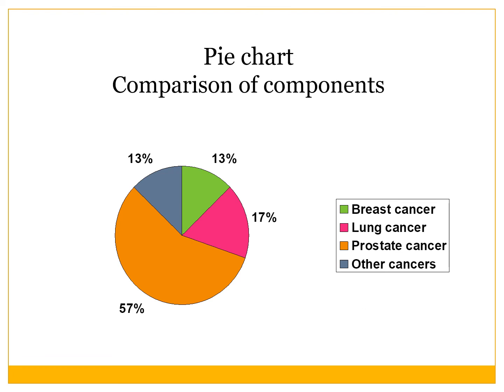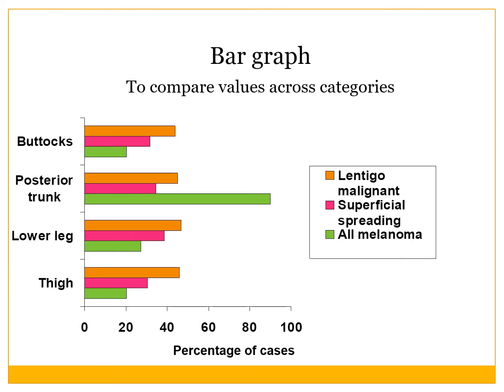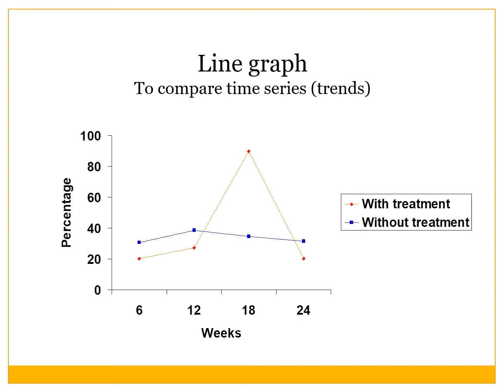Here are a few examples. Pie charts are used to compare different components. Bar graphs compare values across categories. Line graphs compare time series.